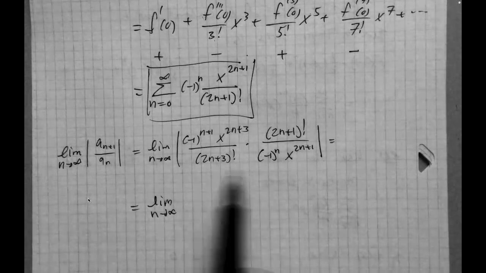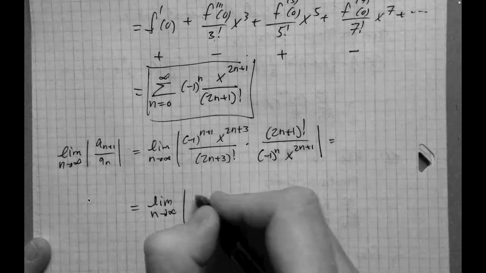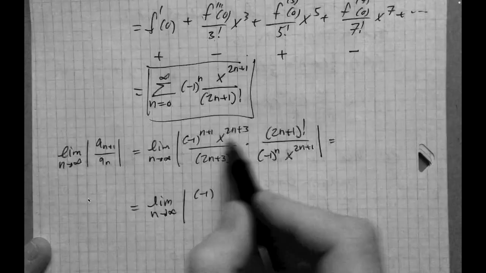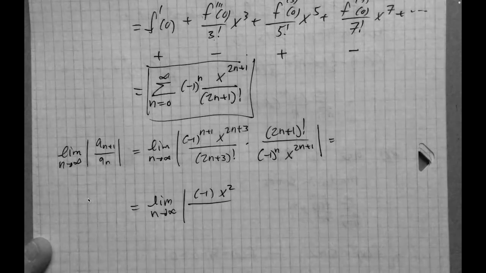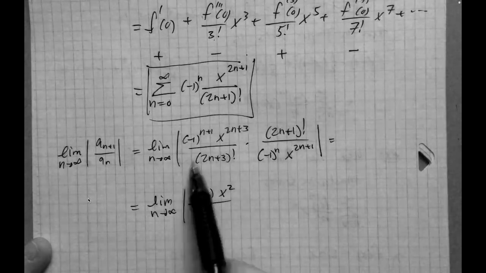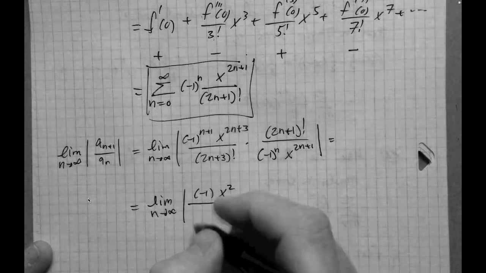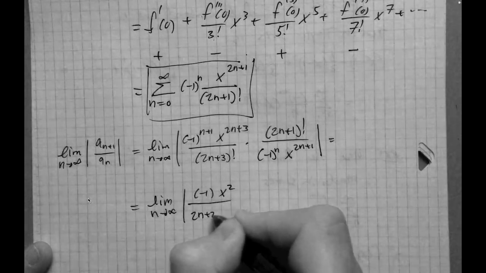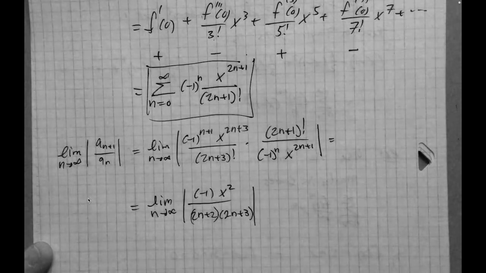All right, and a lot of stuff will cancel here. Basically, up top we're left with just a negative 1 and x squared. And then down below, these two will cancel somewhat, but you're left with two factors here: 2n plus 2 and 2n plus 3. All right, so that's what it looks like.